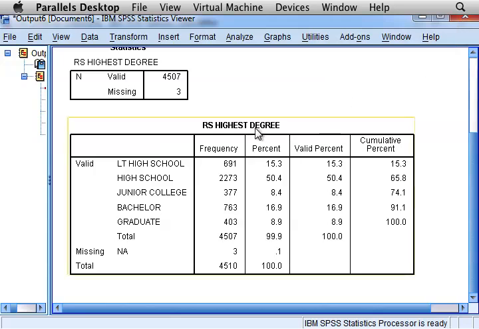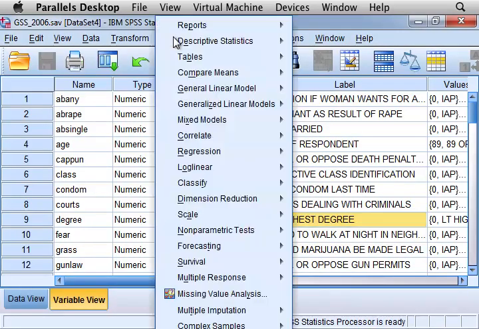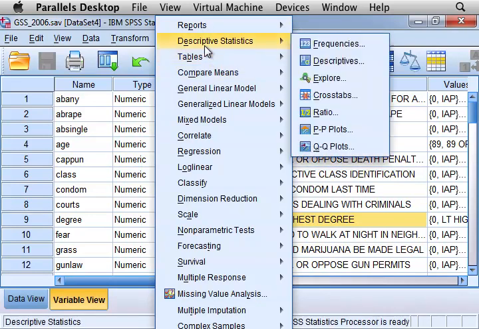So that's simply creating the frequency, a percent frequency, and cumulative frequency from a set of data. Let's now look at a cross-tabulation of these two variables. So we come up here to Analyze, Descriptive Statistics, and come down to Crosstab.